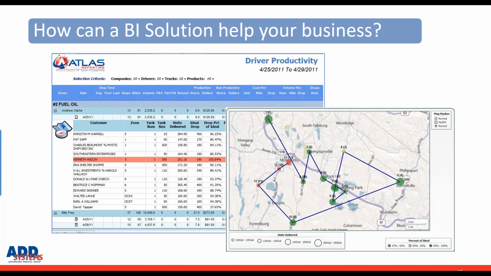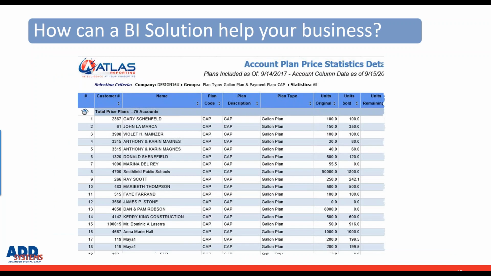We can also evaluate our routing and mapping system. So a lot of things we can do with the BI solution as far as driver productivity, delivery productivity, which is key. We want to be able to make the deliveries as productive as possible so we can be efficient and more profitable. Another area that is key for us in our particular business is pricing plans.